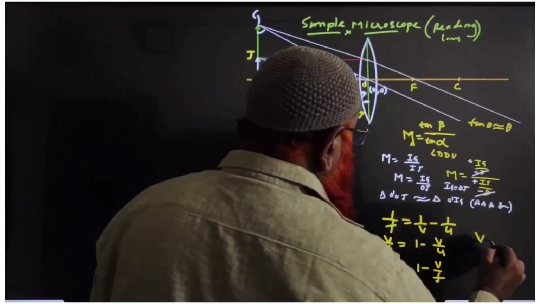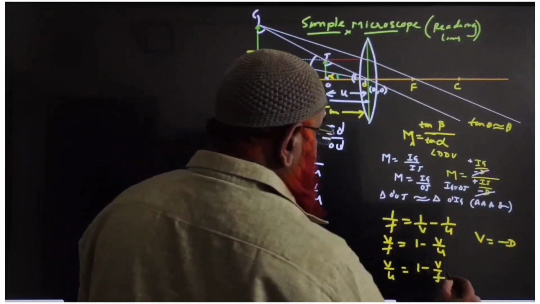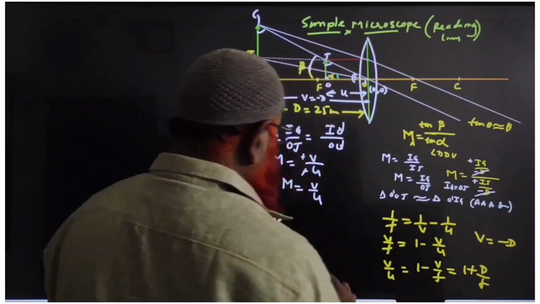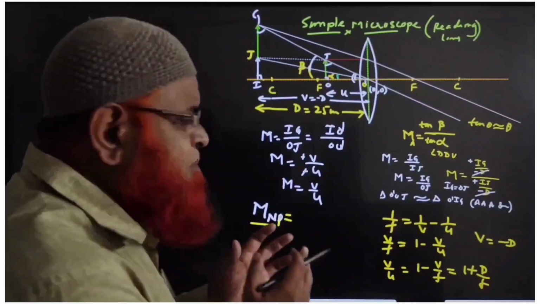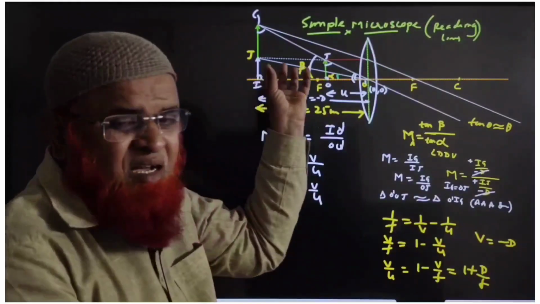But here, you know v is equal to minus D. So if you substitute v is equal to minus D here, I am going to get 1 plus D by f. And this is said to be magnification at near point. Magnification at near point is the magnification where the final image is at 25 centimeters.